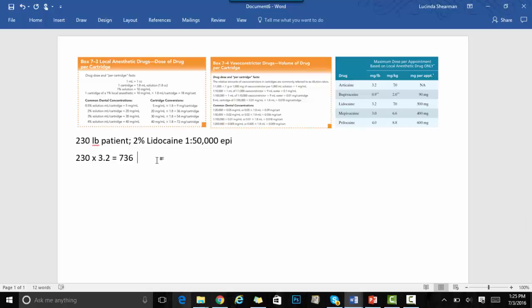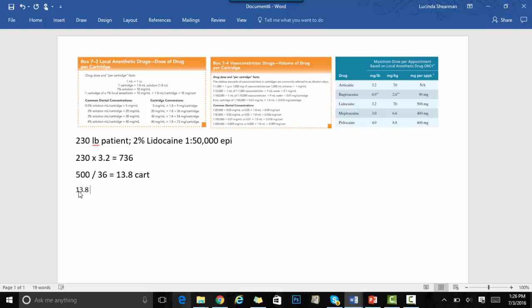But how many carpules is that? So let's figure that out. If the MRD is 500 milligrams and each cartridge has 36 milligrams of anesthetic in it, that equals 13.8 cartridges. So this patient can have no more than 13.8 cartridges based on anesthetic alone. But let's determine how much epinephrine that is. A 1 to 50,000 carpule has 0.036 milligrams of epinephrine, according to box 7.4.